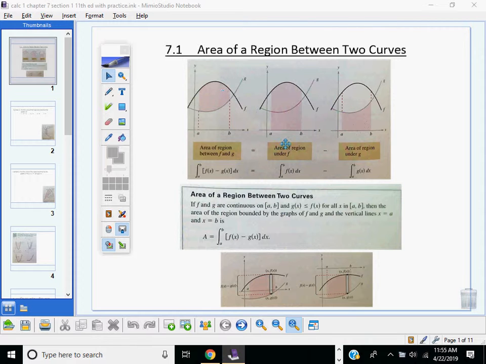To get the area in between them, we need to do the one that's on top, the top parabola, minus the bottom parabola. So in other words, when we do this with other functions, it's going to be the top curve minus the bottom curve. That's how we're going to get the area in between. So they have it set up right here. The area equals the integral from a to b of f of x minus g of x. You just need to remember that f of x is the curve that's on top.